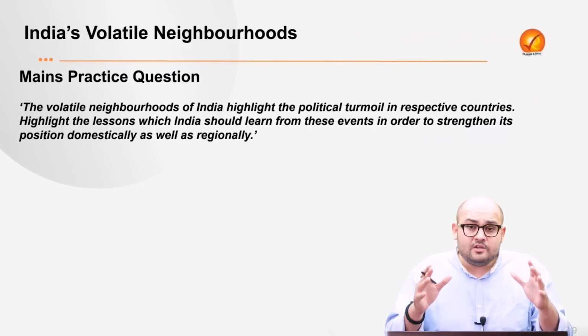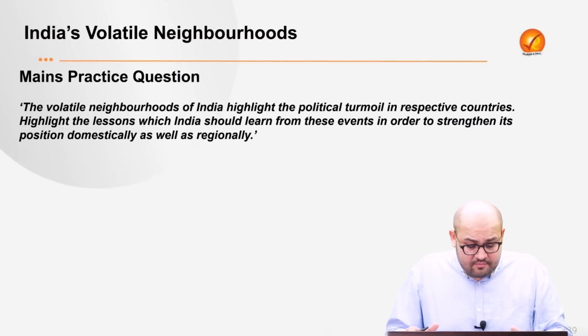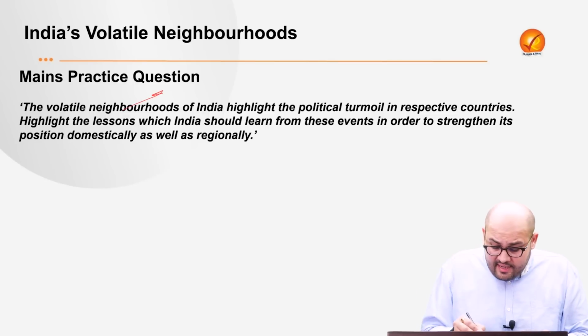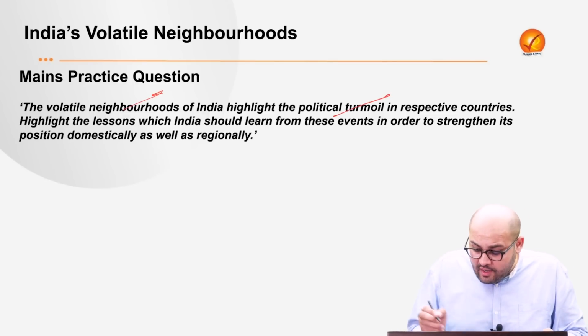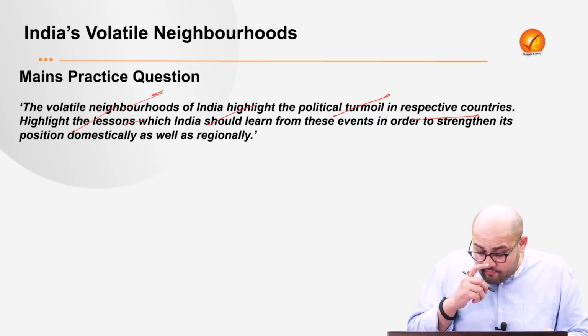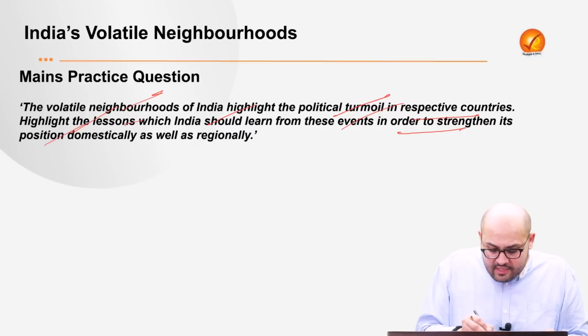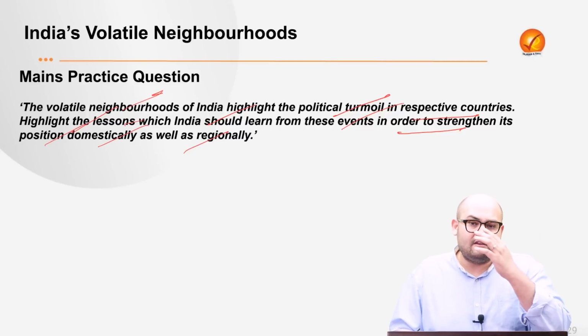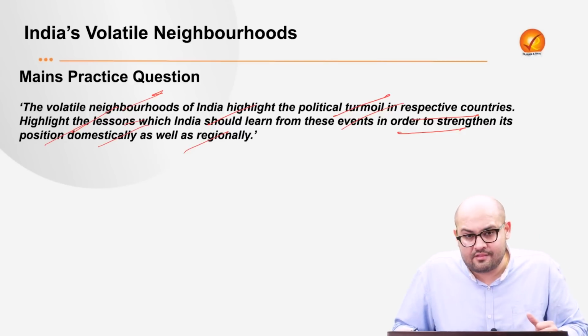Now, you also need to practice a mains question. The question says: the volatile neighborhoods of India highlight the political turmoil in respective countries. Highlight the lessons which India should learn from these events in order to strengthen its position domestically as well as regionally. So I would expect you to write an answer on this.